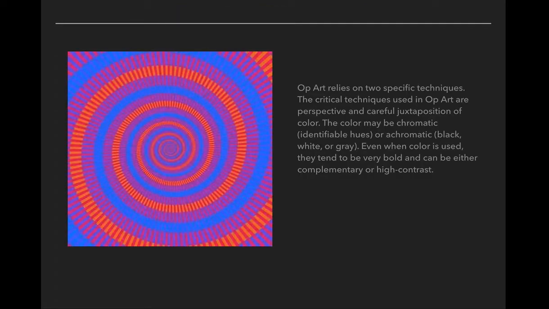Op art relies on two specific techniques. The critical techniques used in op art are perspective and careful juxtaposition of color. The color may be chromatic, identifiable hues, or achromatic, black, white, or gray. Even when color is used, the colors tend to be very bold and can be either complementary or high contrast.